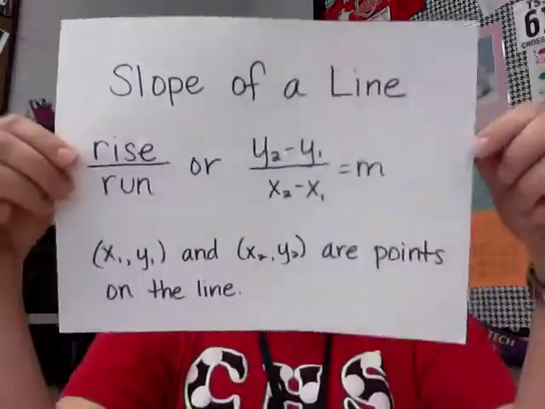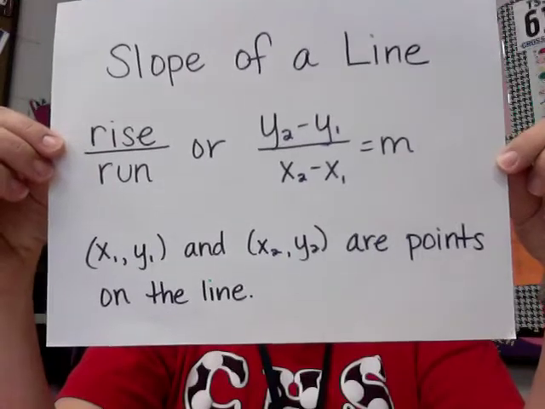Hi everyone, today we're going to take a couple of minutes and review some of the stuff that you should have learned last year in Algebra 1. The first thing we're going to discuss is how to find the slope of a line. We do so by using our rise over run equation.